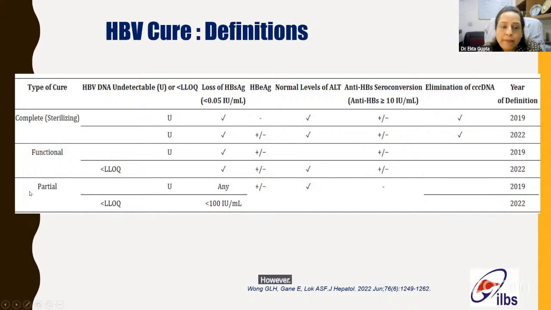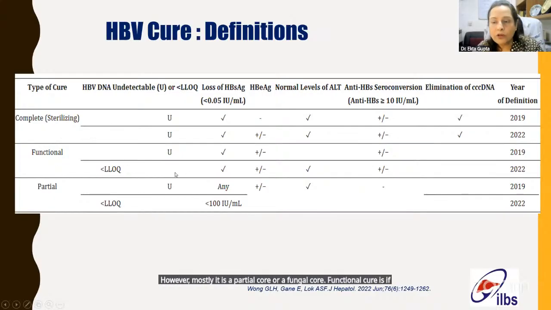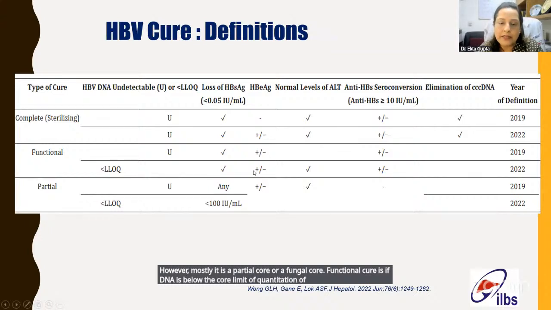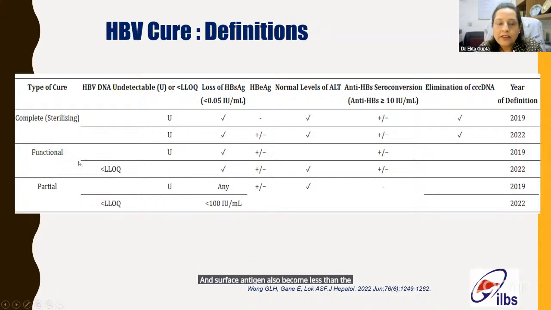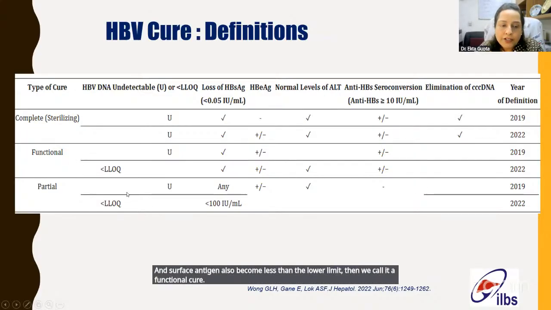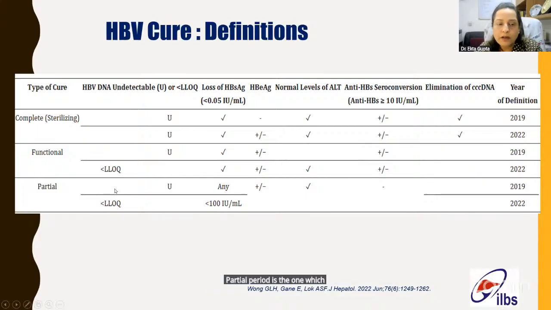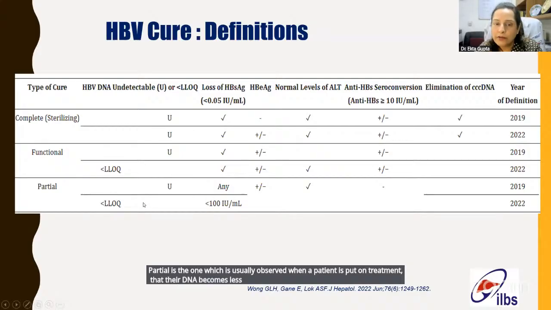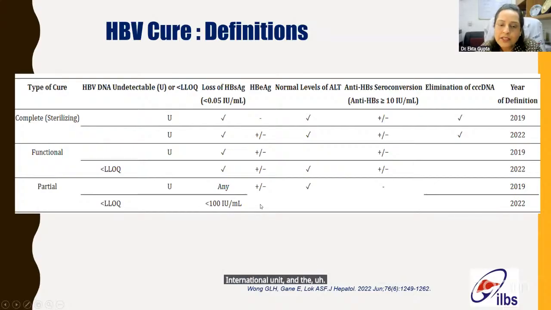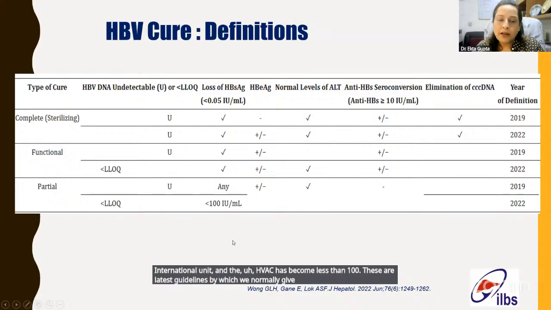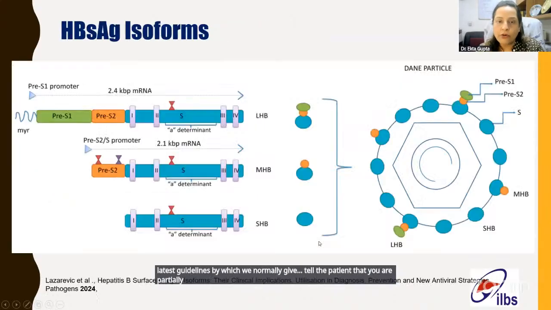However, mostly it is a partial cure or a functional cure. Functional cure is if DNA is below the lower limit of quantitation of any real-time PCR kit, and surface antigen also becomes less than the lower limit, then we call it a functional cure. Partial cure is the one which is usually observed when a patient is put on treatment, that their DNA becomes less than the lower limit of quantitation, which is usually 6 international units, and the HBsAg has become less than 100. These are the latest guidelines by which we normally tell the patient that you are partially cured from the infection.